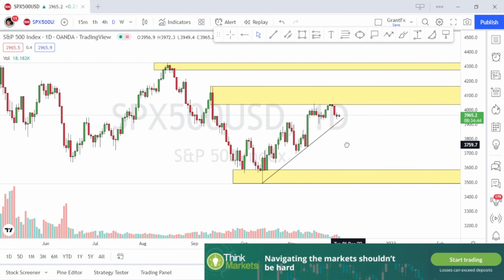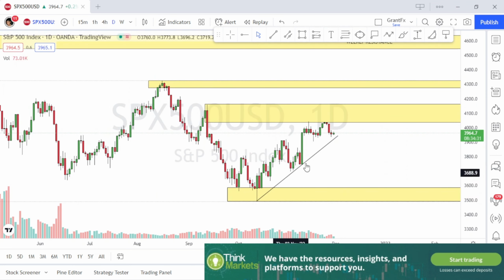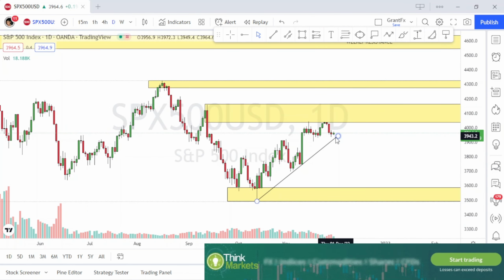Since we're in an uptrend now, we are not looking for lower lows or lower highs. We are in an uptrend, so we're looking now for higher highs and higher lows. As we can see, this trend was not broken, which is perfect. We still need to come touch the trend lines.